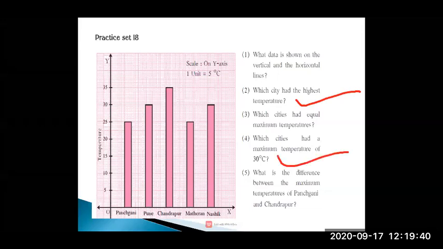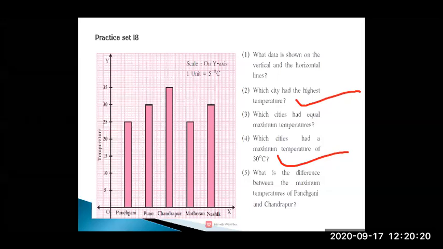Now our fourth question is, which city had a maximum temperature of 30 degree? Which cities had a maximum temperature of 30 degree? See, now which city? Same question but in a different way. They ask which cities have a maximum temperature of 30 degree. यहाँ पे कौन से दो cities है? Only Pune and Nashik. So what answer will you write? You are going to write Pune and Nashik had a maximum temperature of 30 degrees C.